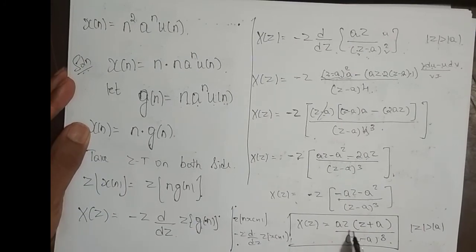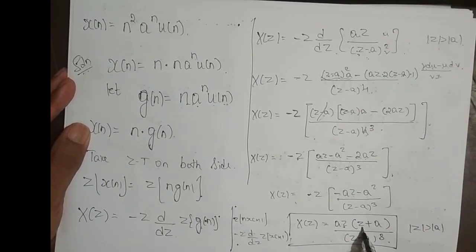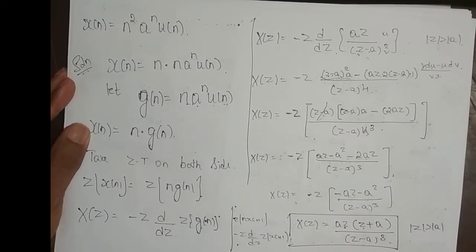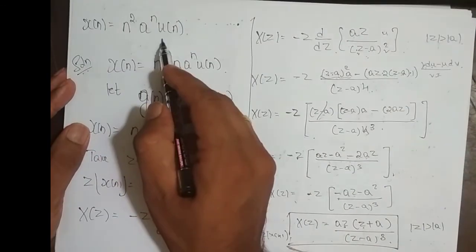Okay, so here I have 2 zeros at z equal to 0 and at z equal to minus a, and I have 3 repeated poles at z equal to a. So this is the Z transform and ROC of the sequence n square a power n u of n.